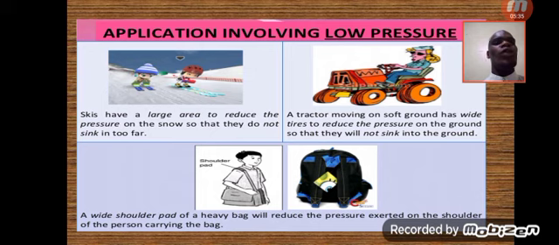Then applications involving low pressure. Skis: people who go skiing in countries with ice and snow use skis with large areas, which reduce the pressure on the snow so that they don't sink into it. A tractor has bigger tires so as to reduce the pressure. By the way, the backpacks that we normally use to carry our books have their belts a little bigger, what you call pads. This helps to reduce the pressure that is exerted on your shoulder when you are carrying the bag.